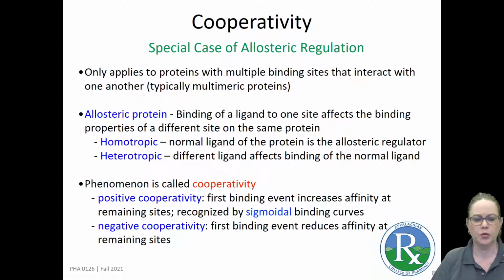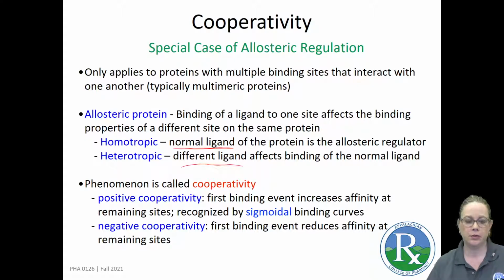We can have a situation where it's homotropic, meaning the normal ligand of the protein is the allosteric regulator, and we'll look at that today. This could also be heterotropic, meaning a different ligand affects the binding of the normal ligand. So we'll talk some about that as well. This phenomenon is called cooperativity.